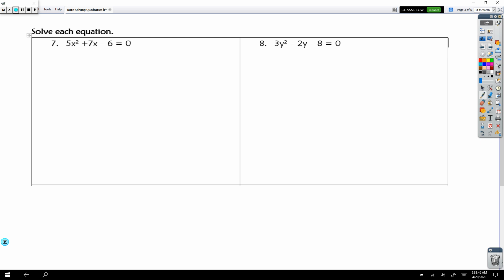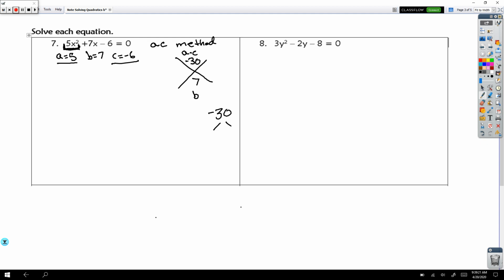Alright, so looking at number 7, I see that the squared term is no longer by itself. So this is where I'm going to use the AC method. A is 5, B is 7, C is negative 6. So when I set up my big X this time, I want A times C on top and B on the bottom. So A times C, 5 times negative 6, would be negative 30. B would be 7.